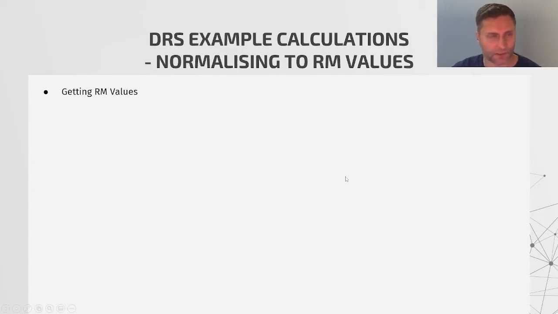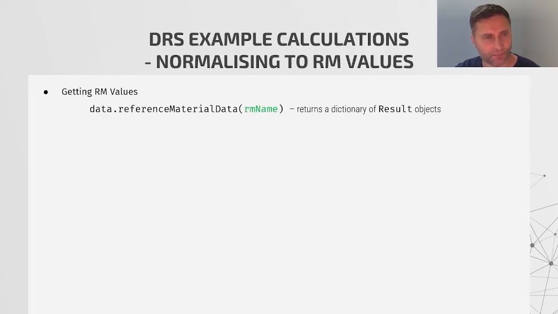Now, in the discussion of mass bias corrections, I mentioned that sometimes you might want to get values from the reference material, whether this be the accepted value for a particular ratio, or its concentration or some other property of the reference material. And we can do that by calling this reference material data function. It takes the name of a reference material and it returns a dictionary of result objects.